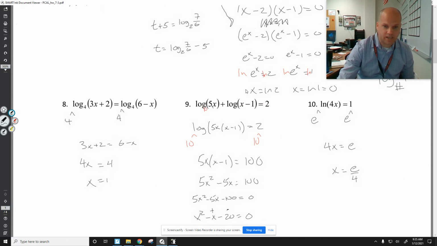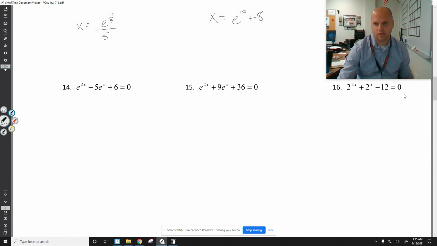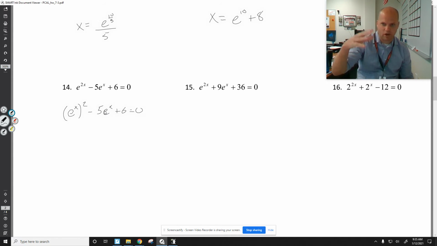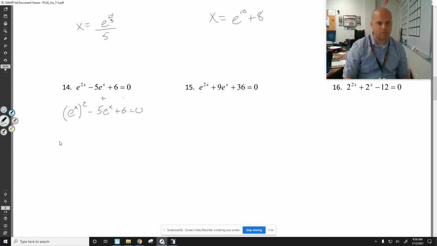Okay, so 6 is like 14, 15, and 16. They're all very similar in that you are going to have to factor. Now, I'm not going to do the extra step of rewriting it as x's. I'm thinking x squared minus 5x plus 6. I'm looking for 2 numbers that add to get negative 5 and multiply to get 6. That's negative 6 and positive 1. So I'm going to write this not as x minus 6, x plus 1, but as e to the x minus 6 and as e to the x plus 1.